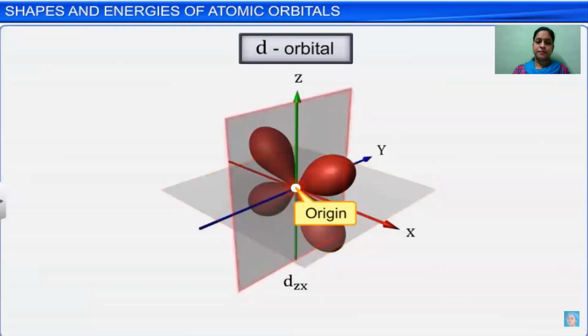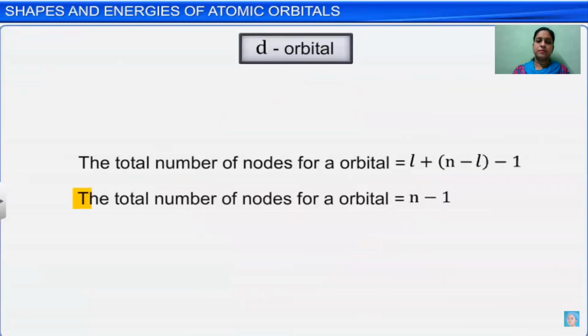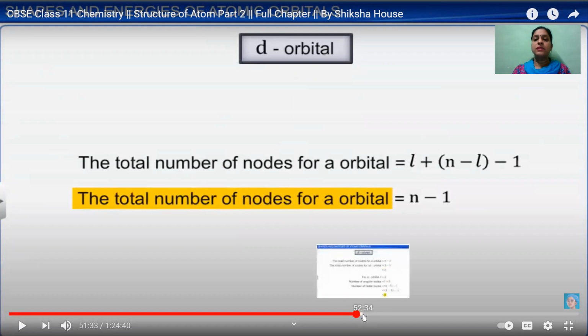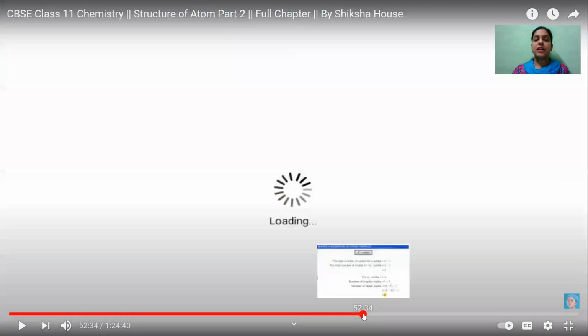Note that the total number of nodes for an orbital is given by the expression n-1. So total number of nodes जो होते हैं किसी भी ऑर्बिटल के लिए, that is equal to l plus n minus l minus 1, और total number of nodes for an orbital that is equal to n minus 1. ठीक है, it gives us this one.